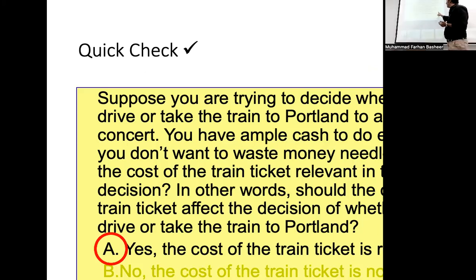Yes, the cost of the train ticket is relevant. So this was the example of opportunity cost and differential cost.